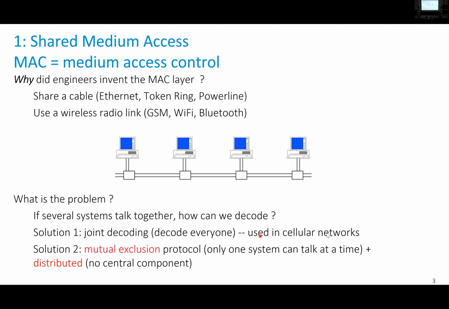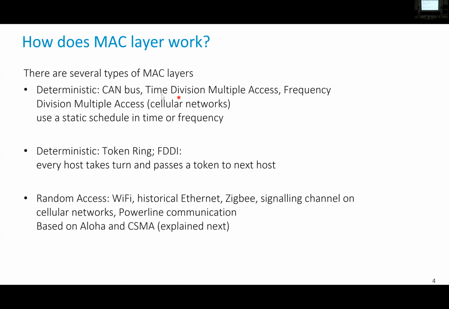And those sophisticated things are the wireless access links in cellular networks. In computer networks, in Wi-Fi and in old-style Ethernet, we use just mutual exclusion. How can we do mutual exclusion? Well, there's three types of methods. All of them exist in different systems. The simplest one is deterministic. You do a schedule. It has different names. In the CAN bus, it's combined with priorities.